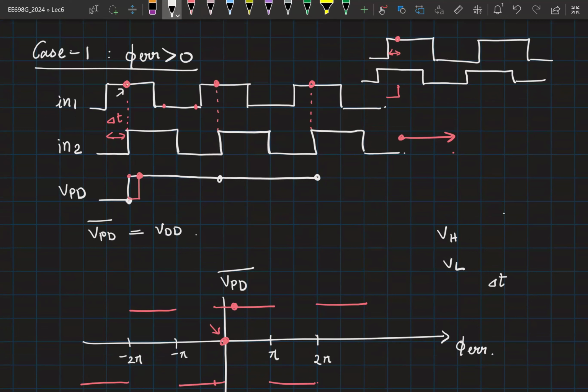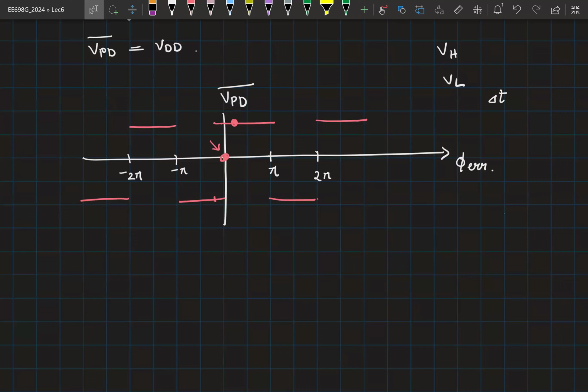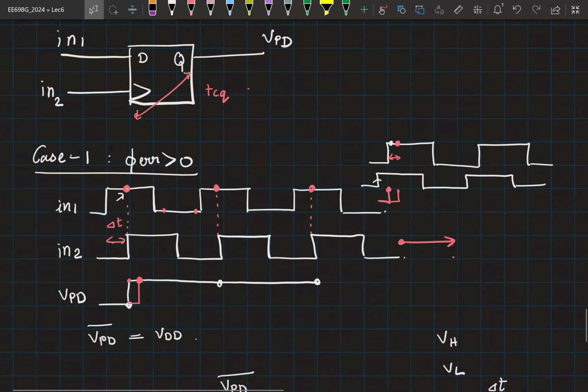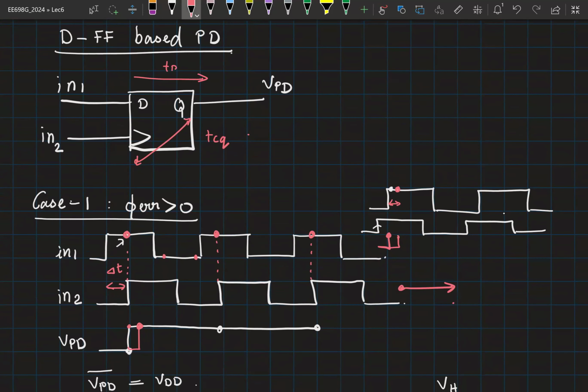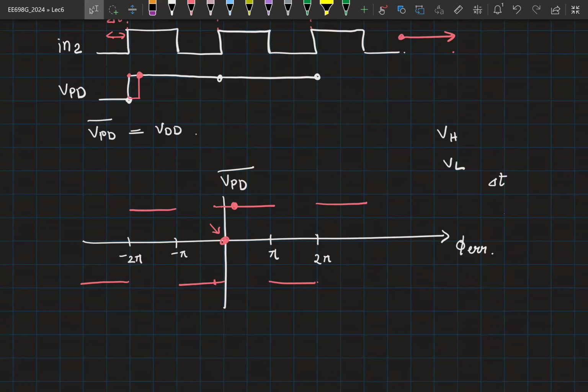Right? So because of TCQ, even though the in1 edge is happening here, the actual sampling is happening somewhere here. So you are still going to measure VDD. So it is going to shift depending on what the TCQ is. So now you can also think about some TDQ value, so basically a setup time. If the in1 has changed before that setup time, then the correct value gets sampled, else the previous value gets sampled. So all of these you can consider. But that is going to simply shift the curve left or right.